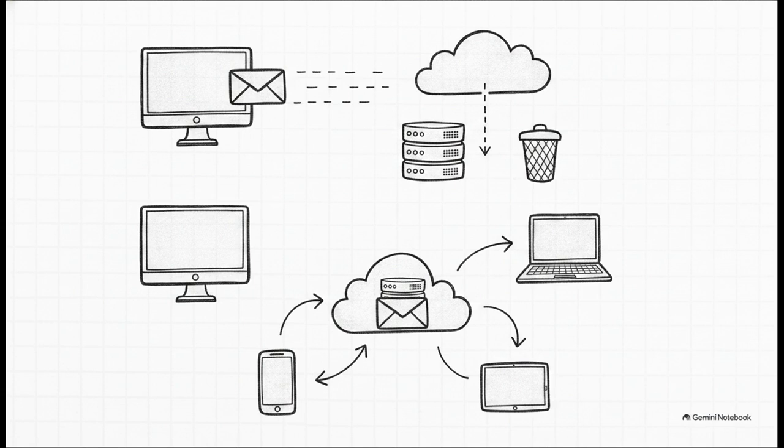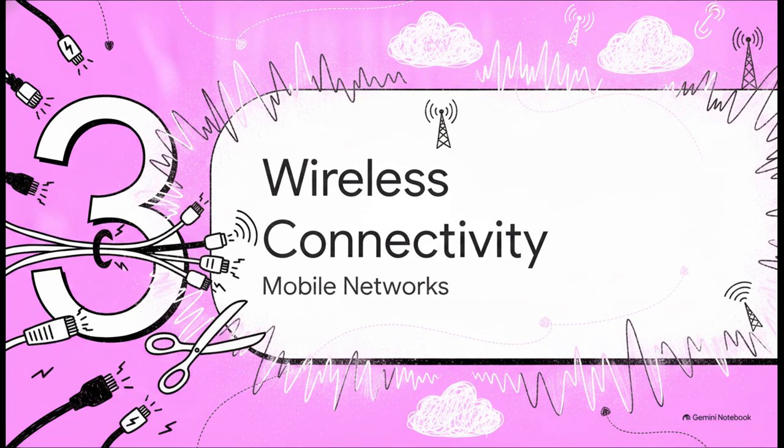POP3 downloads the email straight to your local computer and then deletes it from the server. It's great if you only check email on one device and want offline access. But IMAP is what allows you to view and manage emails while leaving them safely on the server. And that is exactly the protocol you rely on today to keep your inbox perfectly synced across your phone, your tablet, and your laptop. Okay, let's move to section 3, wireless and mobile connectivity.